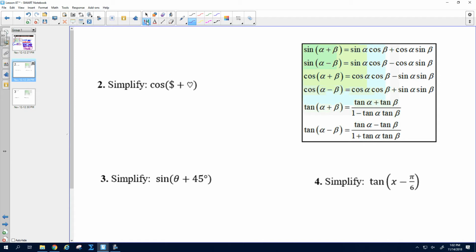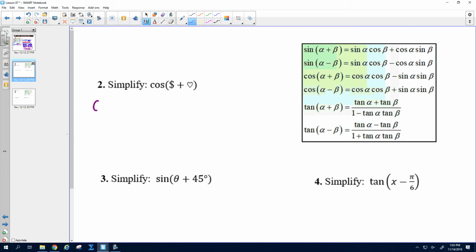All right, let's simplify one. This one should take like 2 seconds because it's just got symbols. Cosine of the dollar sign plus the heart. That's so special. What is the cosine cheer? Are we ready?